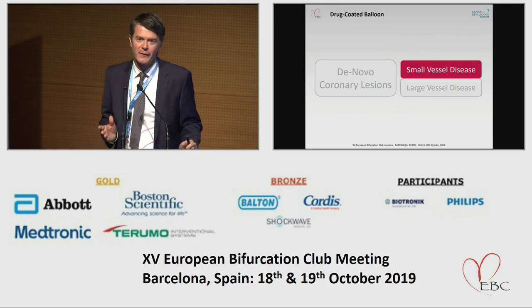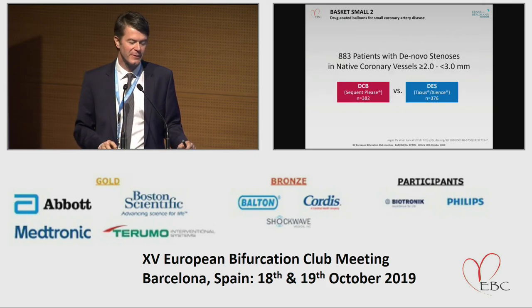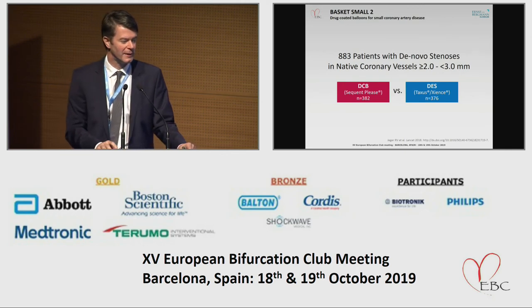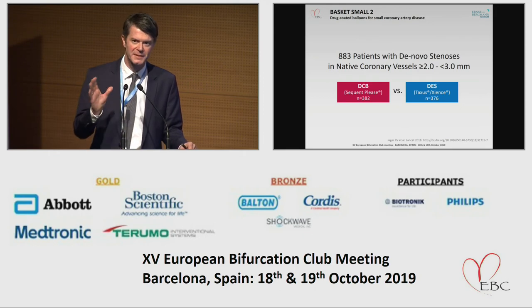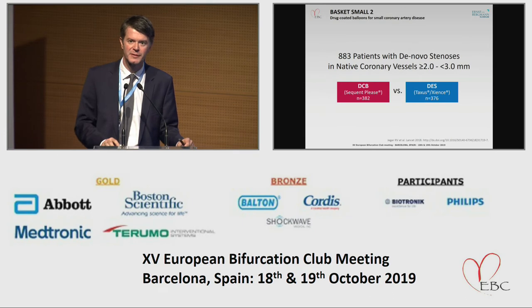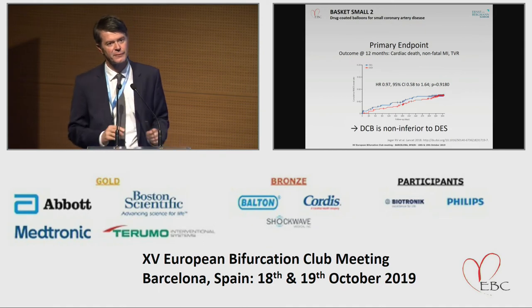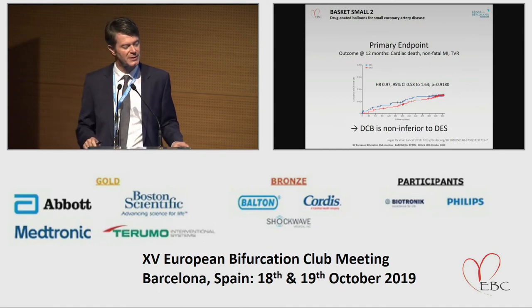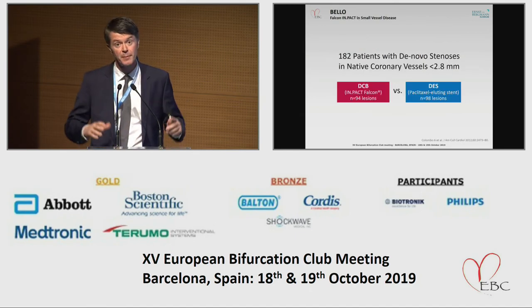Ladies and gentlemen, we have new data for small vessel disease in the field of DCB. We have the data from the BASKET-SMALL 2 trial, including more than 800 patients with small vessel disease, and they compared the strategy with the DCB versus the DES. They started with the Taxus and they finished with the Xience. The primary endpoint was the outcome at 12 months with cardiac death, non-fatal MI, and target vessel revascularization, and there was no significant difference, so DCB was non-inferior to the use of a DES in this big cohort.